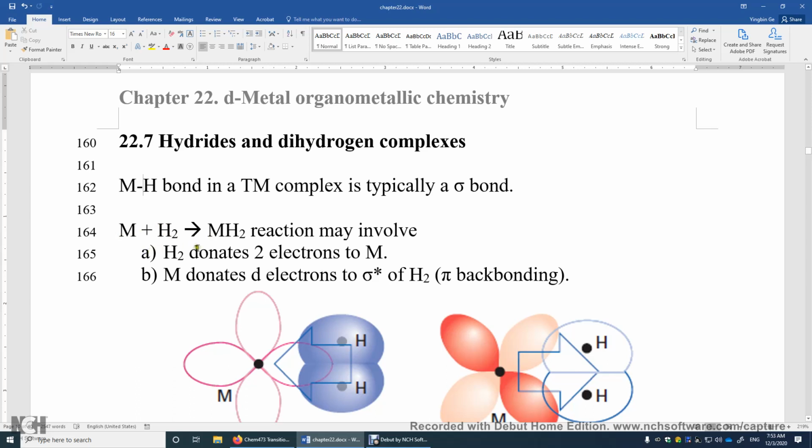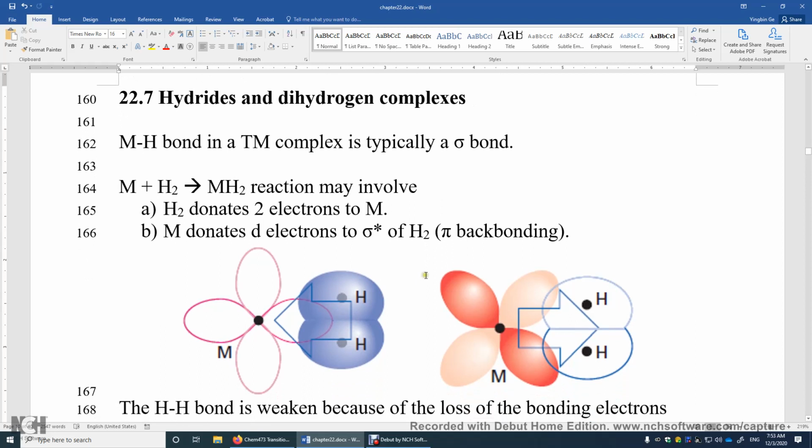The first mechanism, H2 may donate 2 sigma bonding electrons to the metal. The second mechanism, the transition metal may donate d electrons to the empty sigma star antibonding orbital of H2. So this is also called pi backbonding. It's hyperconjugation.